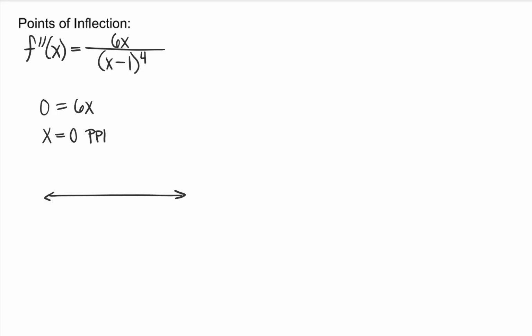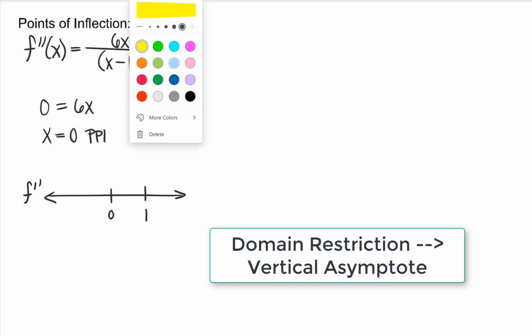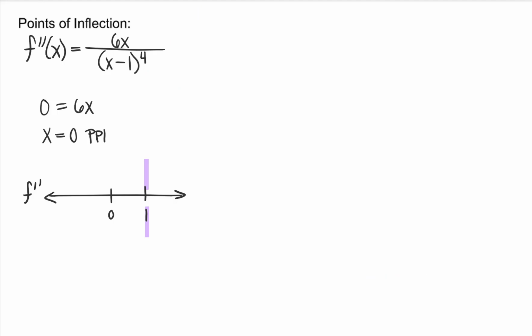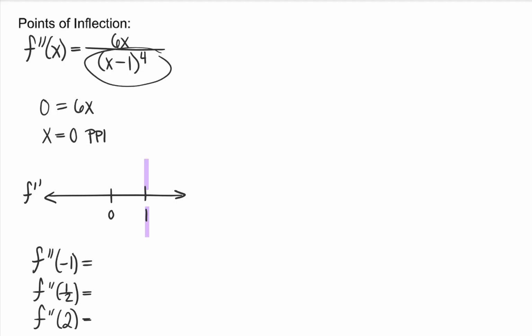Let's test it out by making an f double prime number line. We also put our domain restriction on the f double prime number line and then check the intervals and their signs for concavity. The second derivative at -1 is a negative over a positive. Actually, this denominator will always be positive, so this is a negative result, this is positive, and this is positive. Our graph of f is concave down from negative infinity to 0 and concave up from 0 to 1 and concave up from 1 to infinity.